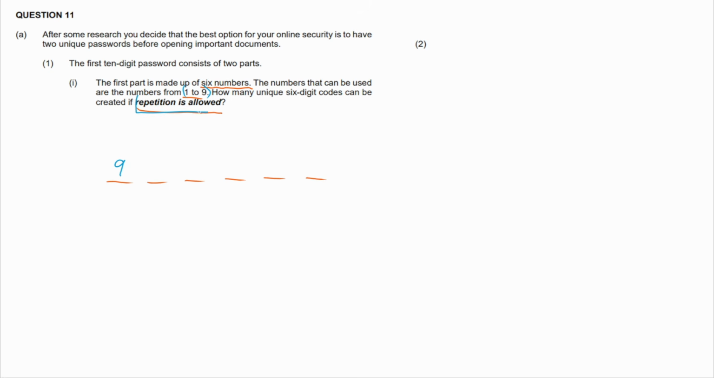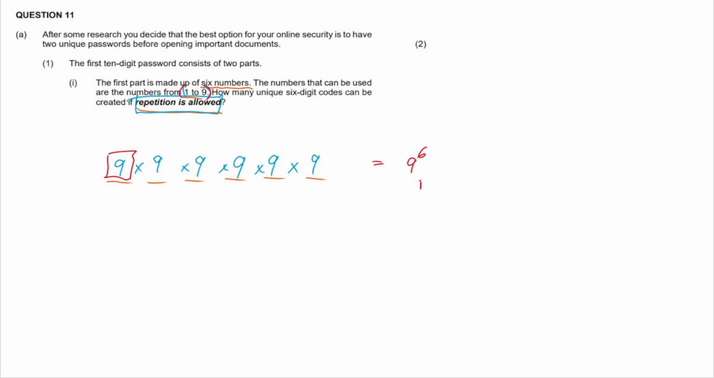But the thing is, repetition is allowed. So there are 9 options available for the second digit in the password, and 9 and 9 and 9 and 9. Sorry, I said 9, wrote 6. So what we do is we just multiply all these options. Again, in the first slot, there are 9 possible digits, because 1 to 9, there are 9 options. So this is just going to be equal to 9 to the 6. And you can leave your answer like that.